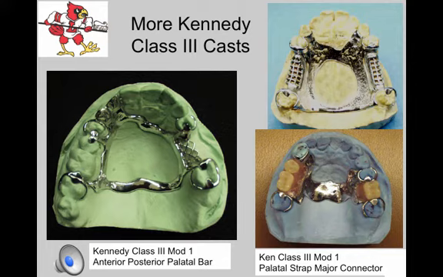Note also that if you have bars, they must be thicker for strength, whereas the strap, shown on the bottom right, is flatter. Which do you think you would prefer in your mouth? The upper right is a Kennedy Class 3 Mod 1 with an anterior-posterior palatal strap major connector, and the lower is the Kennedy Class 3 Mod 1 with the palatal strap major connector. The only other major connector for the maxillary that we haven't seen up here is the palatal plate.